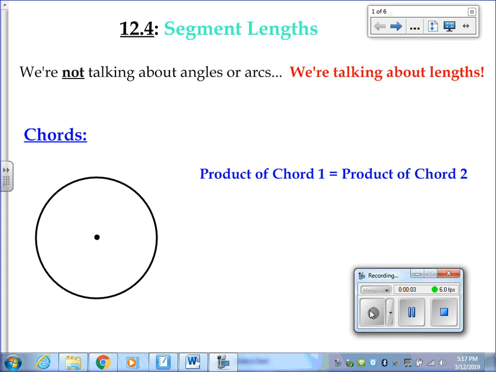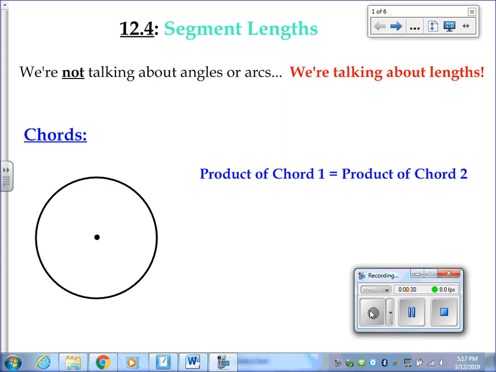Hey guys, for this section 12.4, we're going to talk about segment lengths. We've actually already brushed on section 12.4 before, but that was talking about angle measures. So now we're just focusing on lengths. So we are not talking about angles or arcs today. So do not think degrees, do not think 360, do not think 180. We're just talking about lengths.